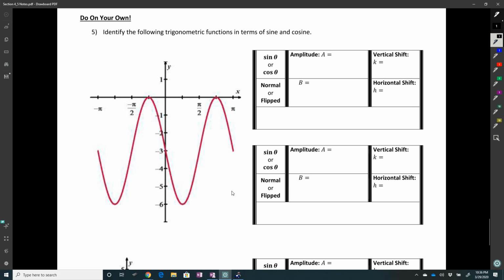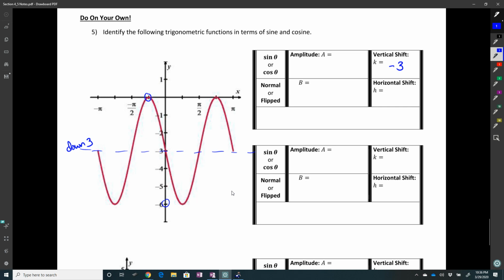All right. So we want to see these two equations. So first, the most obvious one for this, you can look at it. It goes from on the top from 0 down to 6. So that means that 3 has to be right in the middle. So that tells us that it goes down 3. So my vertical shift is minus 3.